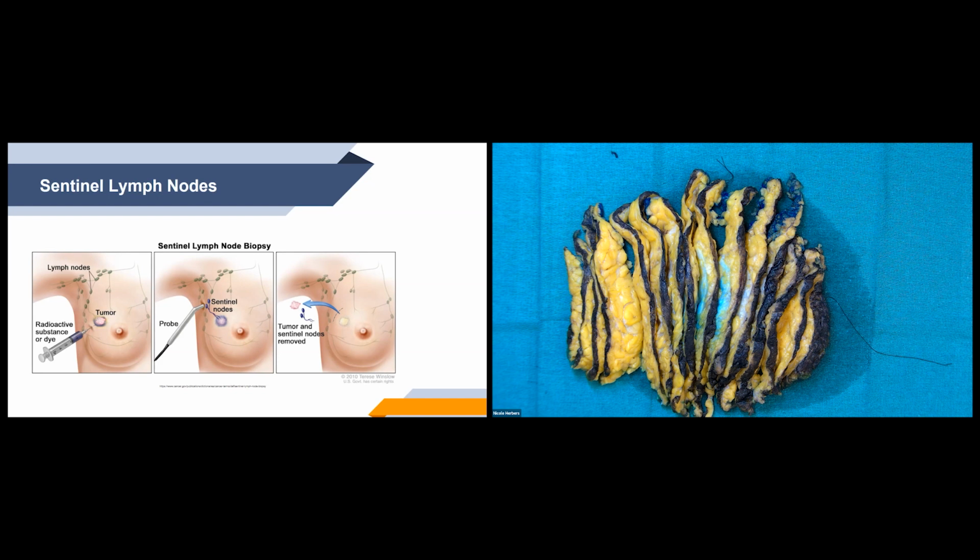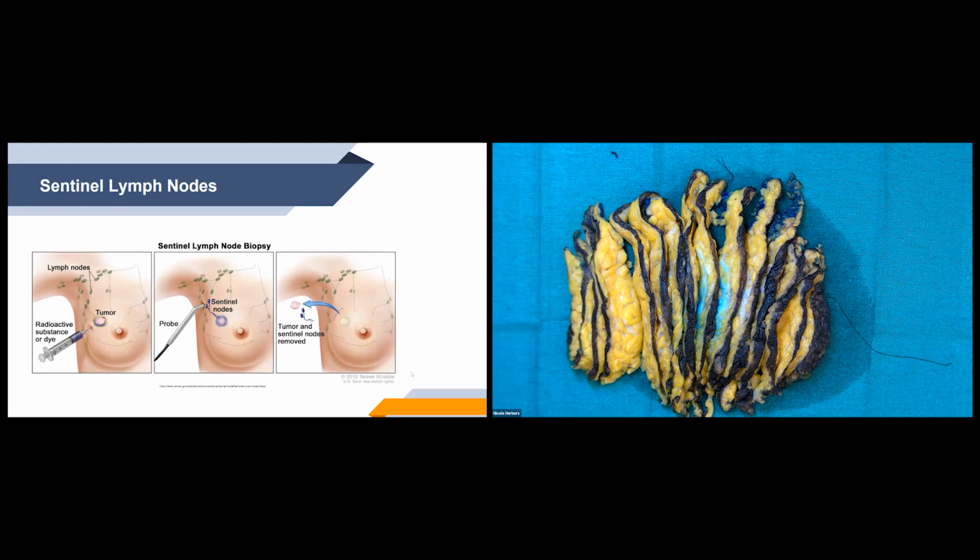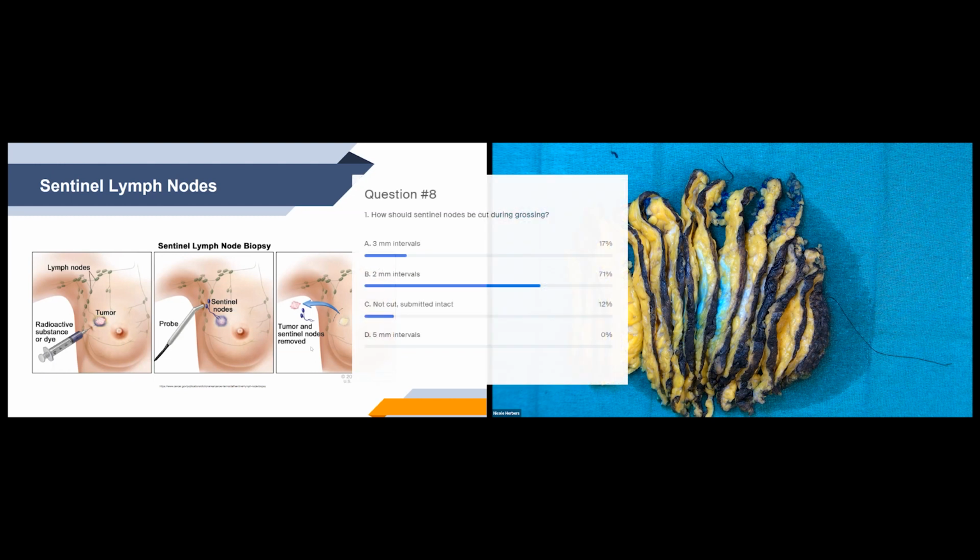And I'll put up our next polling question here. So how should sentinel nodes be cut during grossing? Okay, I'm going to end the polling there. So yes, they should all be cut at 2 millimeter intervals.